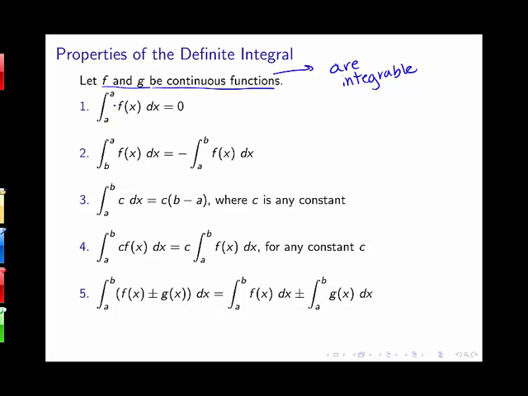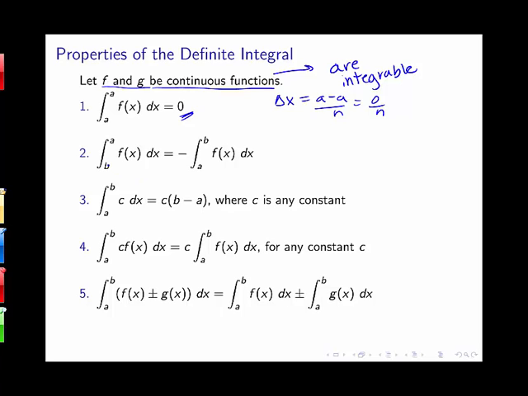Our first property says that the integral from a to a of f of x dx is equal to 0. Notice that this makes sense because in our definition, delta x here would be equal to a minus a over n, or 0 over n. So we're dealing with rectangles of width 0. So each height is just being multiplied by 0. So it makes sense that that should be equal to 0.